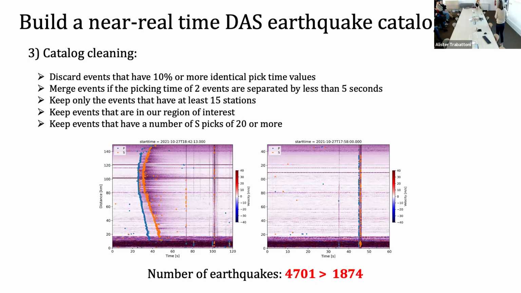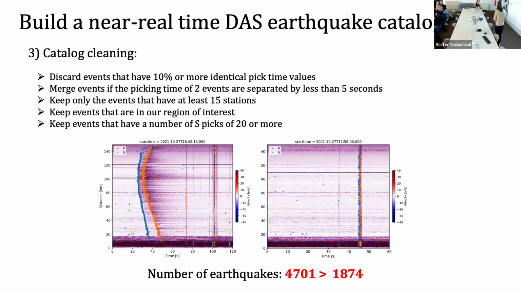I'm applying a kind of routine to clean the data. For example, inside an event, I search for the number of identical peak times, because the vertical noises are very punctual in time, so they have the same exact time. When it exceeds 10% of the peaking in an event, I delete it.